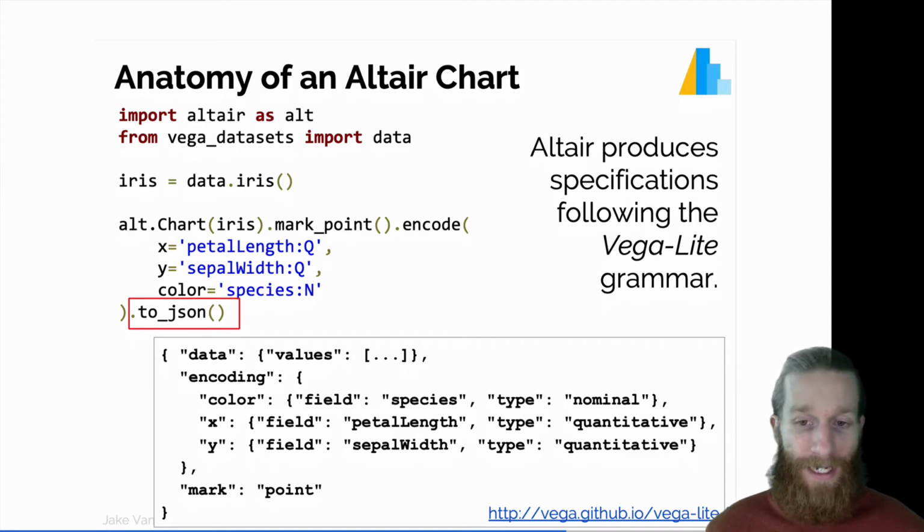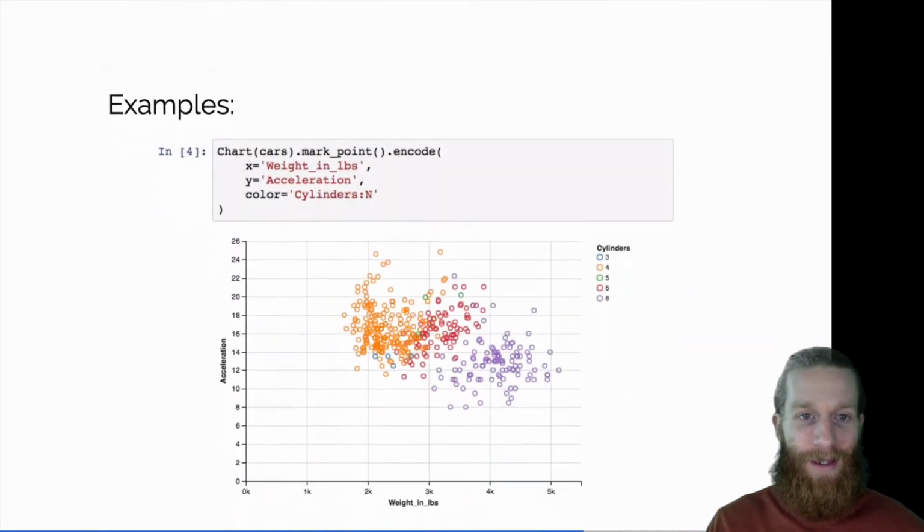So you can see that the data type is required in Vega Lite. If you don't pass it in Altair, it will fill it in for you a lot of the time. If it's ambiguous, it's a lot better to pass it in. And in this case, yeah, color, X, Y, and then mark point. That's really all there is to it.